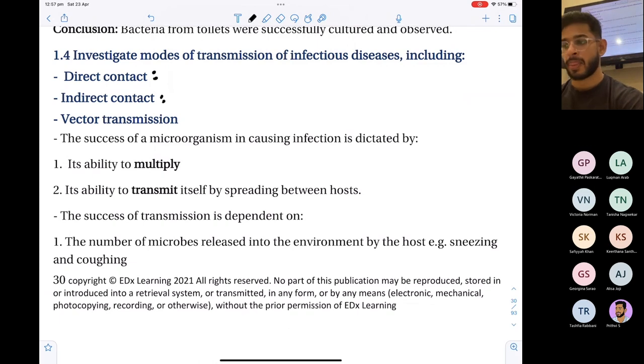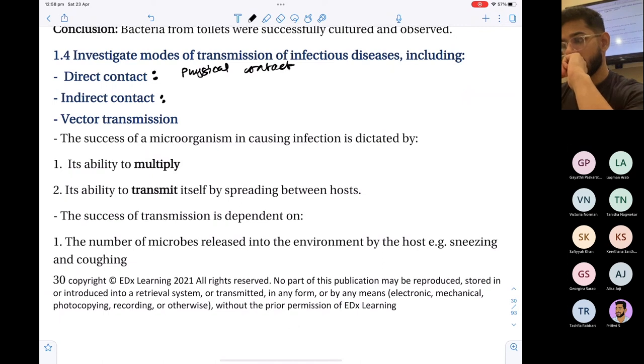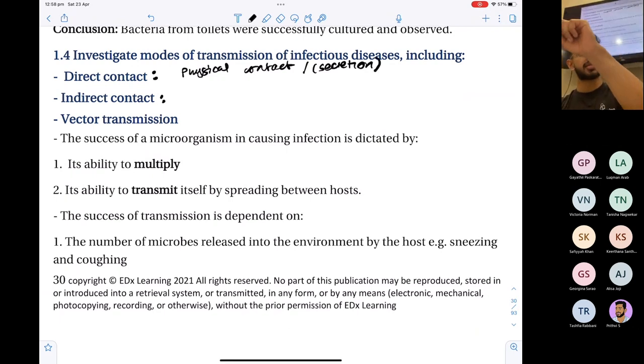Direct is like two people in physical contact. Okay. And indirect is like not that. Basically, it's like maybe through touching surfaces. So I want you to remember this. It's physical contact or secretions. It can be coughing, sneezing, any droplets that directly go from one person to another is direct contact. Does that make sense? So either directly touching someone and then them entering that into their body cavity, or secretions going from person A to person B.